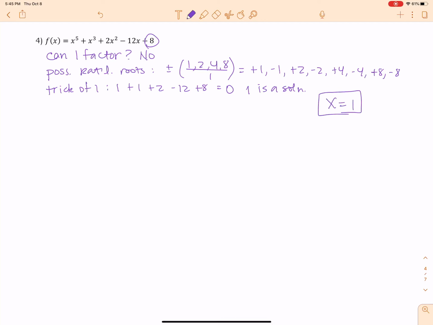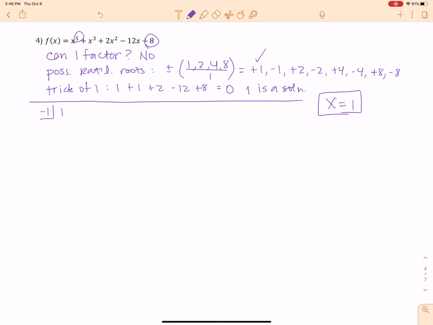Notice this polynomial is in a degree of 5. We have 4 more solutions that we have to find. Oh my goodness. So what are we going to do? Well, kids, here's what you're going to do. We know that 1 is a solution. Now I'm going to try negative 1.